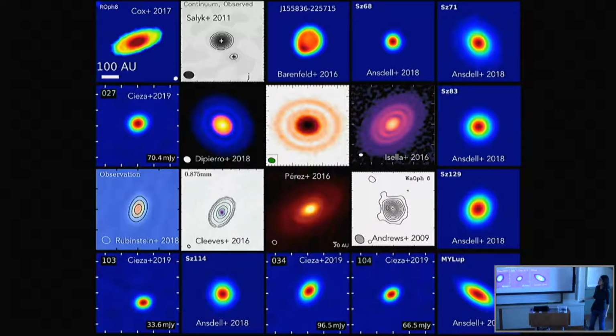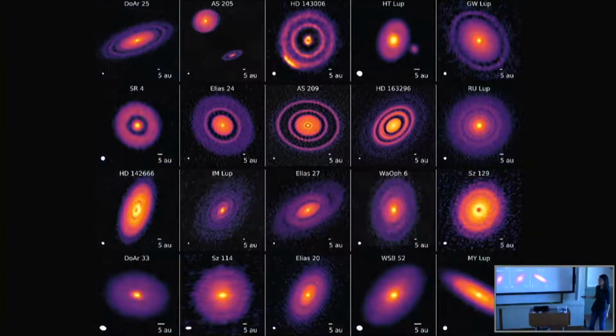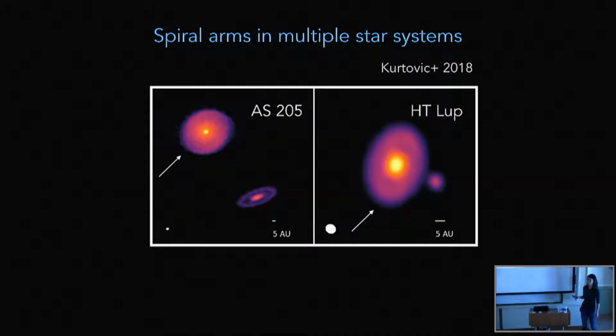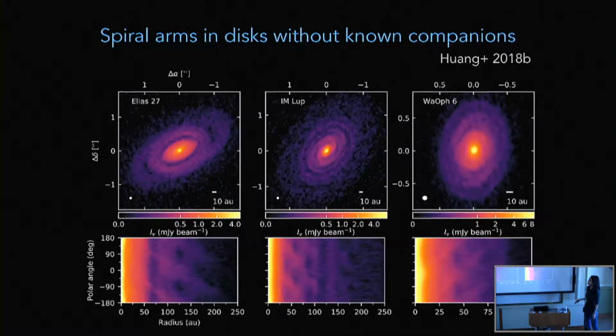But when you get down to a resolution of 5 AU, it actually turns out disks are highly diverse and highly structured. Two of these systems are in known multiple star systems, and in each case, we can see that the primary disk has a two-armed spiral feature. This is the predicted outcome of dynamical interactions between a disk and an external companion. On the other hand, we also have found 3 disk systems with spiral arms that don't have known companions.